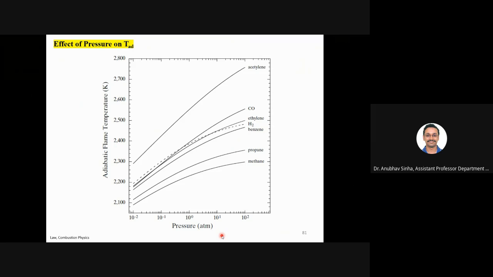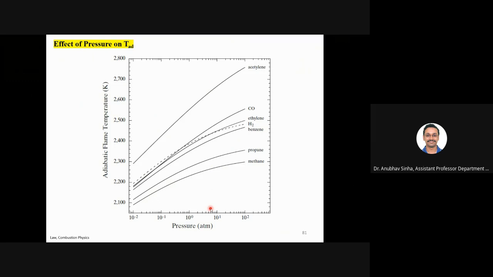Okay. Now let us talk about the effect of pressure. How pressure affects your temperature. If you look at the pressure versus temperature plot, you see that all these gases are increasing. Sorry, the adiabatic temperature is increasing because of pressure.